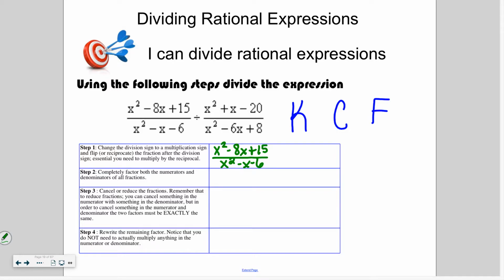We're going to change it to multiplication instead of division. And when we do that, we're going to flip the second one. So x squared minus 6x plus 8 goes to the top. x squared plus x minus 20 goes to the bottom. So keep, change, flip. Then you're going to factor, simplify, and you'll be done.